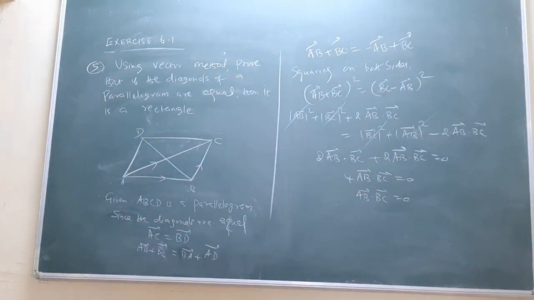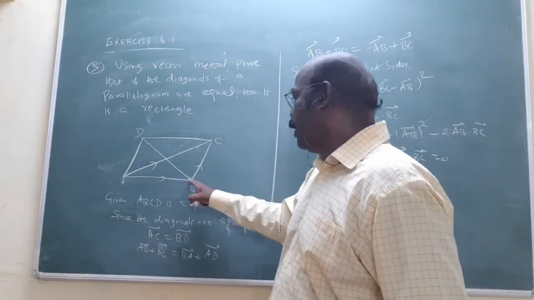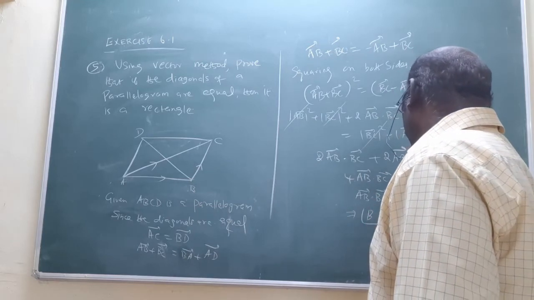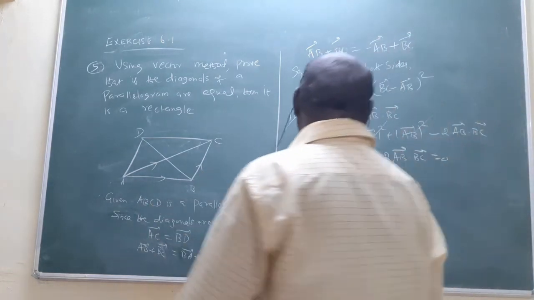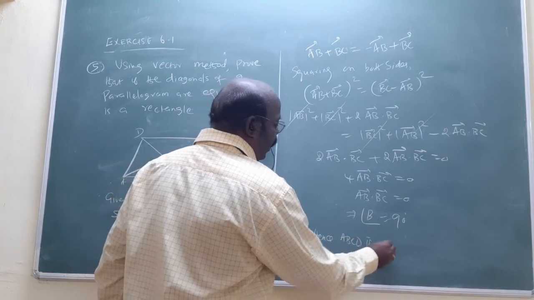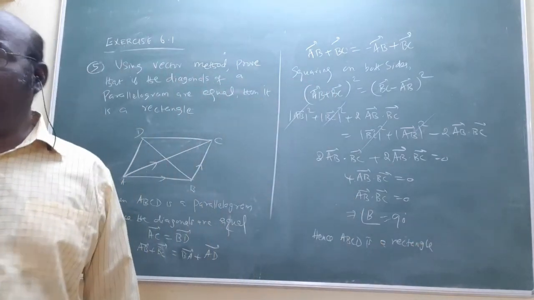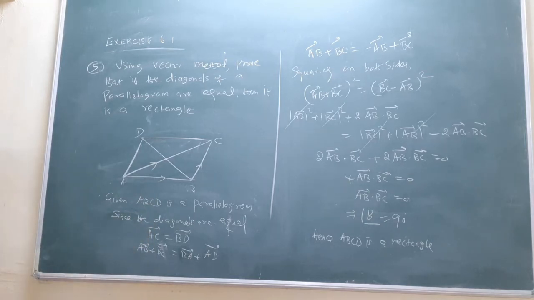So dot product is 0 means they are 90 degrees. That means AB dot BC, the angle B is 90 degrees. Now, this angle 90 means automatically it becomes a rectangle. Therefore, hence ABCD is a rectangle. Actually given is ABCD is a parallelogram. Now, automatically the angle B equals 90 degrees. That's why this is a rectangle. That is the answer.